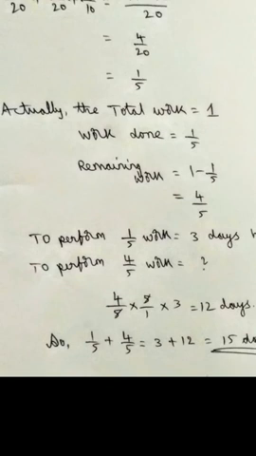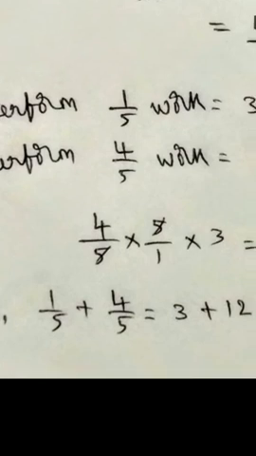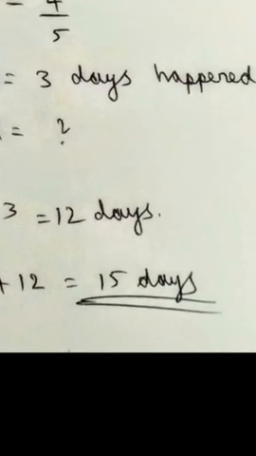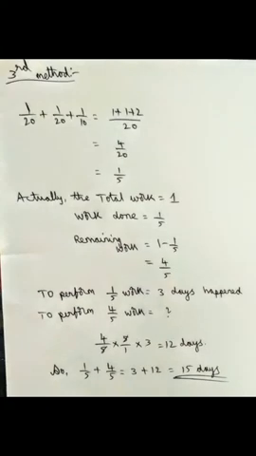So 1 by 5 plus 4 by 5, the work done plus the remaining work, equals 3 plus 12 days, that equals 15 days. In this way, we solve the problem.